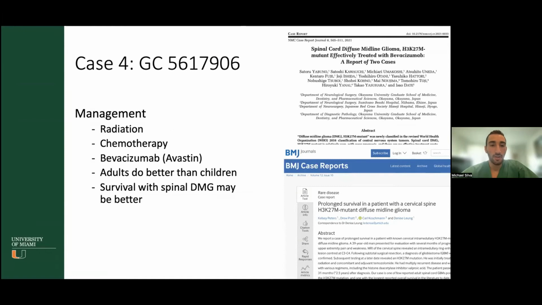Management is radiation and chemotherapy. There are some case reports of use of Avastin with maybe some improved outcomes, but again, an abysmal prognosis for these patients, even though adults do tend to do slightly better than children. And the spinal diffuse midline glioma does seem to do slightly better than the intracranial form. So that's all I got. Thank you, Michael.